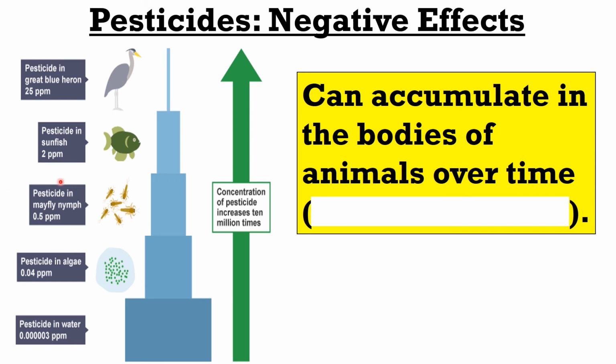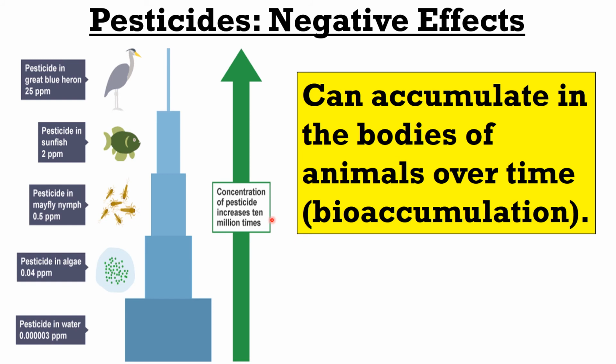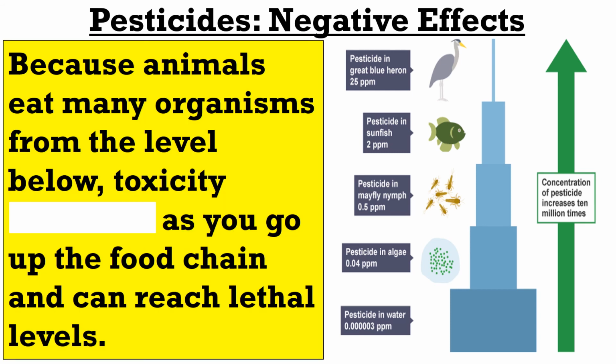So this process, first of all, in which it accumulates, so it builds up, it gathers within the bodies of animals over time, is called bioaccumulation. And what happens is, because animals eat many organisms from the level below, the toxicity increases as you go up the food chain, and it can reach lethal levels.